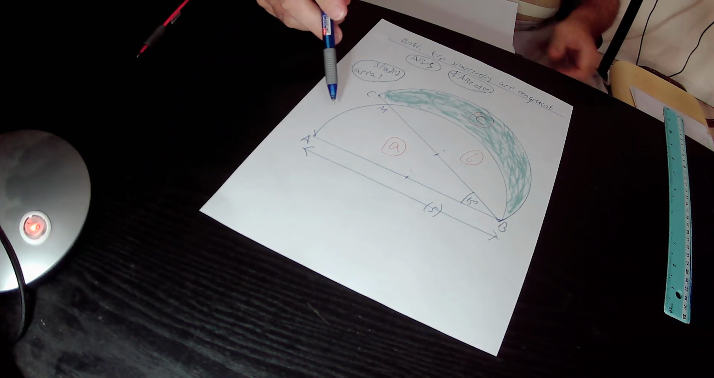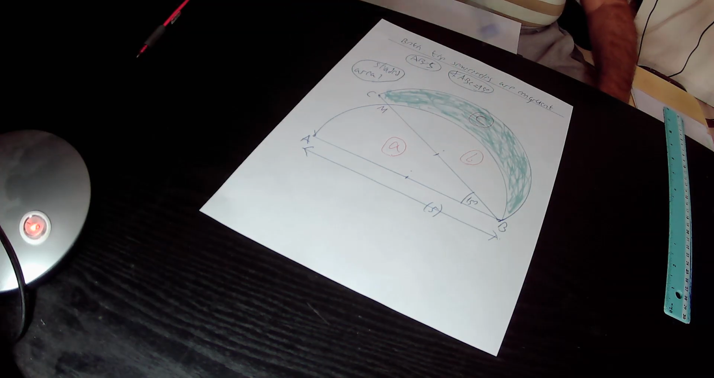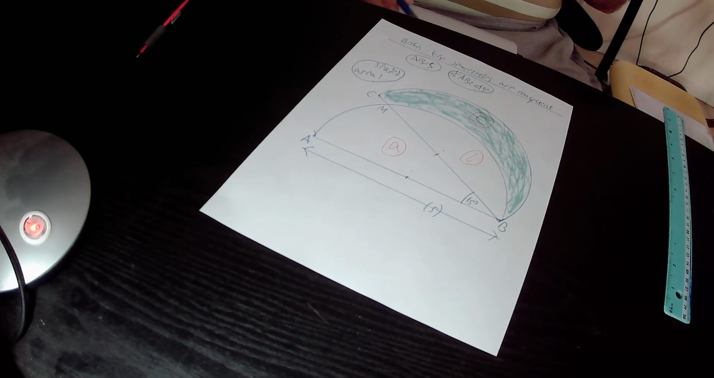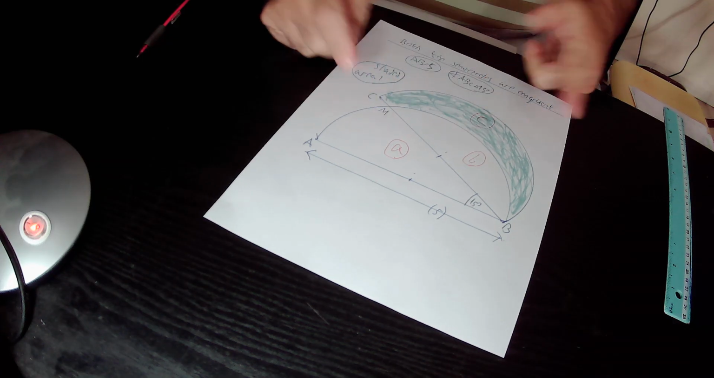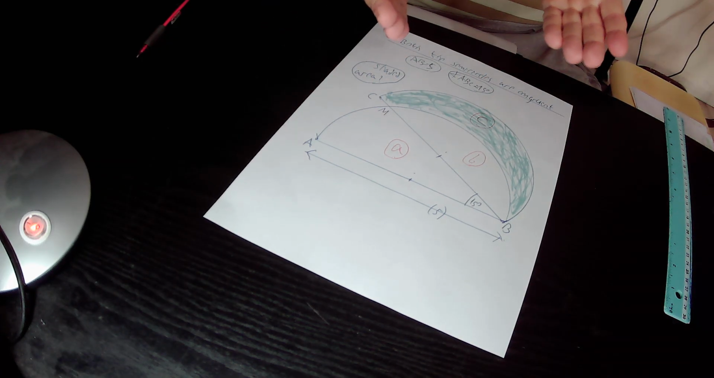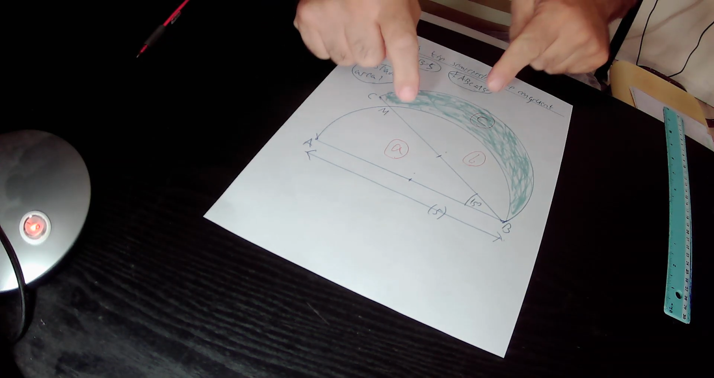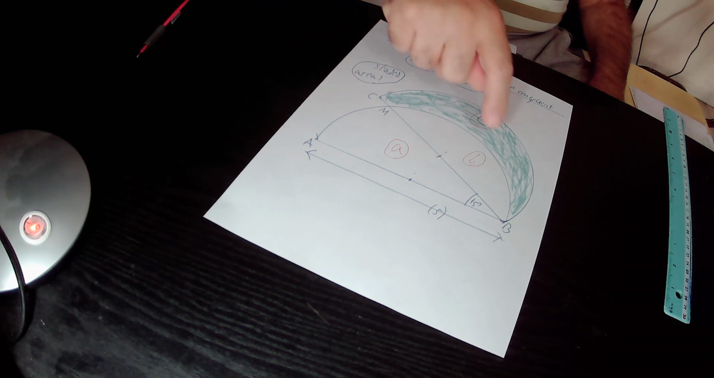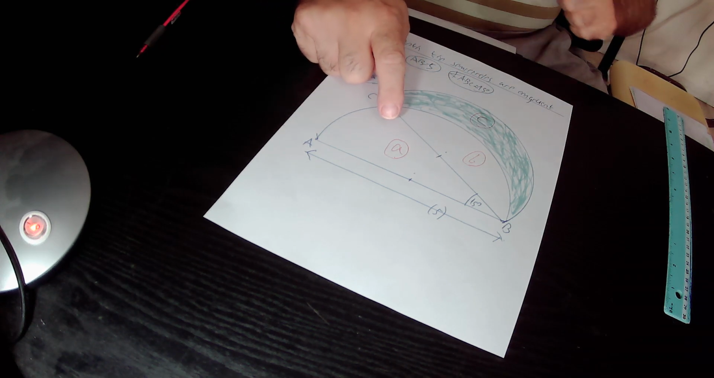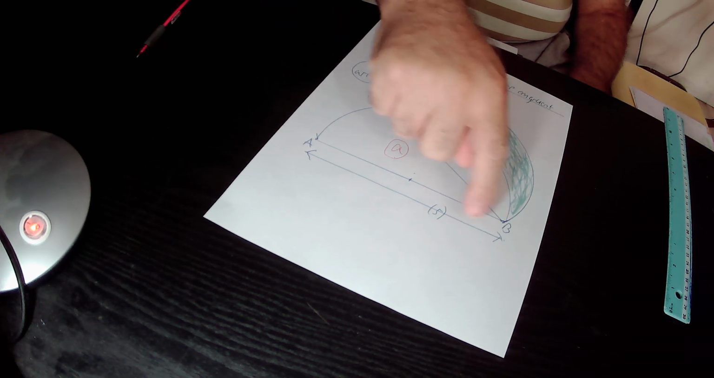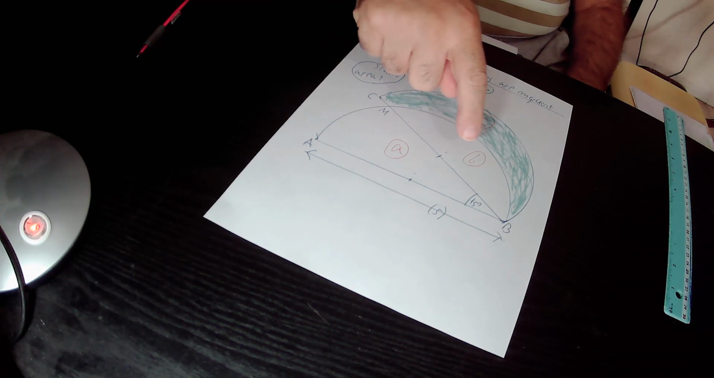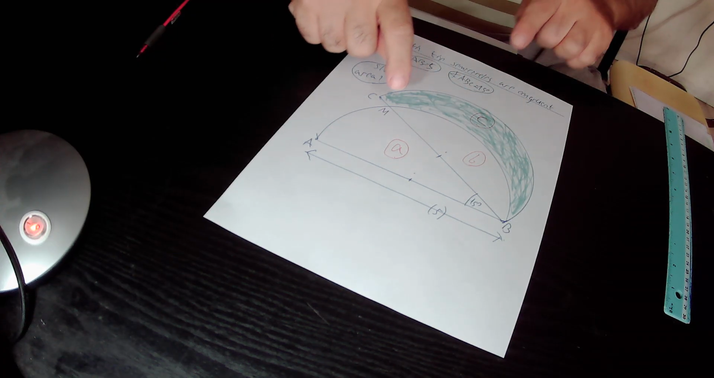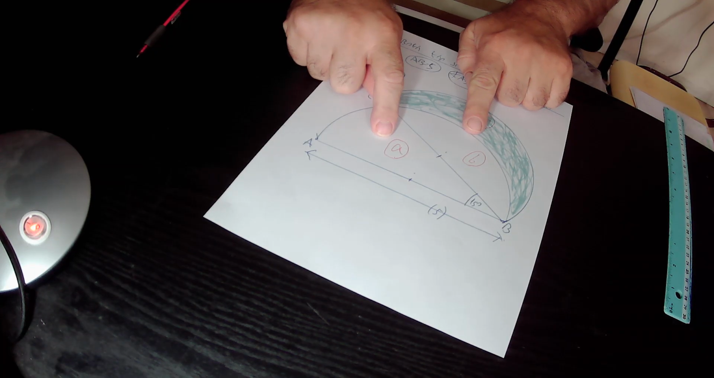But what is the area of this semicircle AB? Semicircle AB consists of those two shapes, and therefore the area of semicircle AB must be equal to the sum of the areas of those two shapes that it consists of. Very simple. So in total, the area of this semicircle AB must be equal to A plus B, because A is the area of this shape and B is the area of the second shape. So in total, the sum of the areas of those two shapes is equal to A plus B.